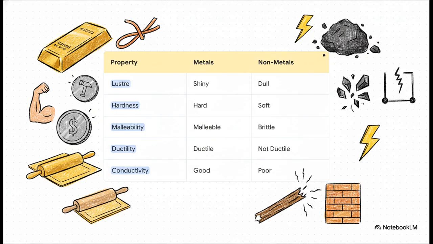Nonmetals are pretty much the opposite of metals in almost every physical way. They're typically dull, they're generally soft, and if you try to hammer one, it'll just shatter. It's brittle. This is all because their electrons are held really tightly in place, so they can't conduct heat or electricity very well at all.